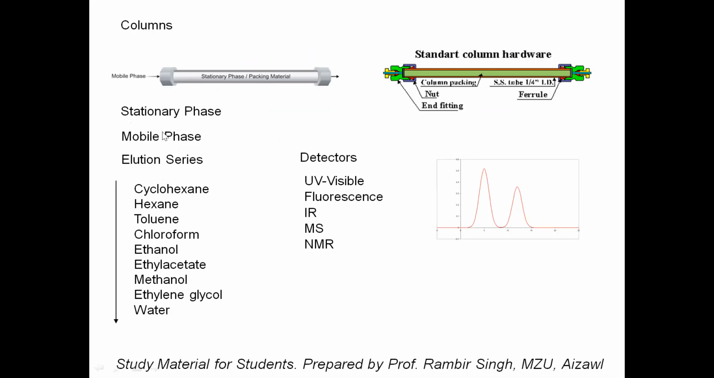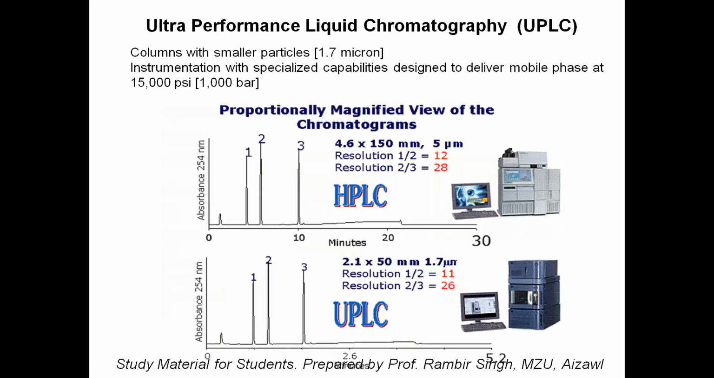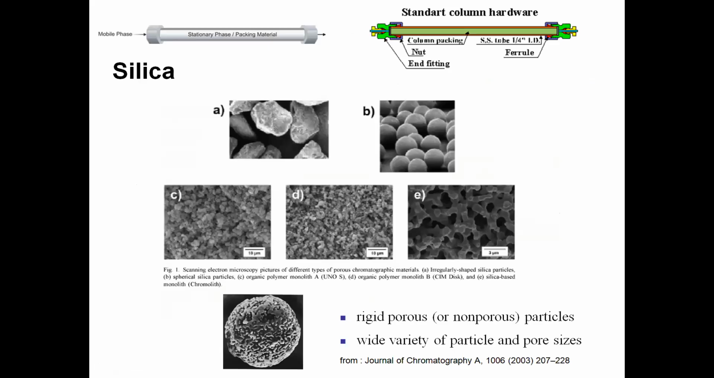Now, this part I was discussing with you, the eluotropic series, elution strength. For normal phase chromatography, where the stationary phase is polar in nature, the mobile phase will start from cyclohexane, which is the most non-polar, then hexane, toluene, chloroform, methanol, and finally we reach water. I hope you understood the whole concept.